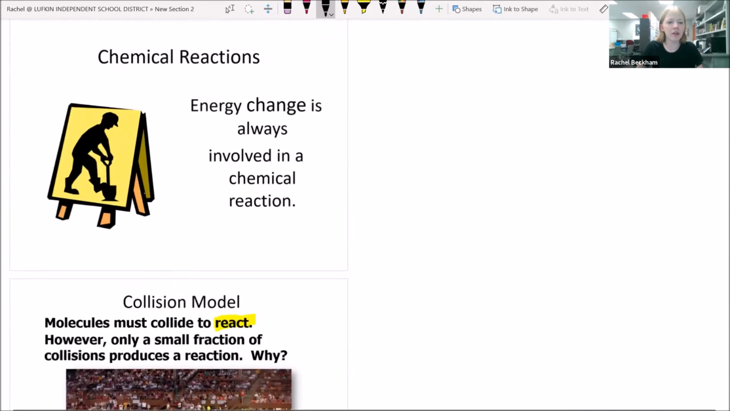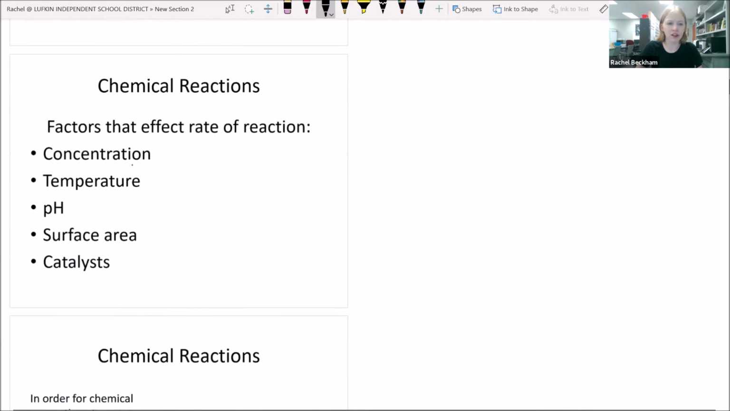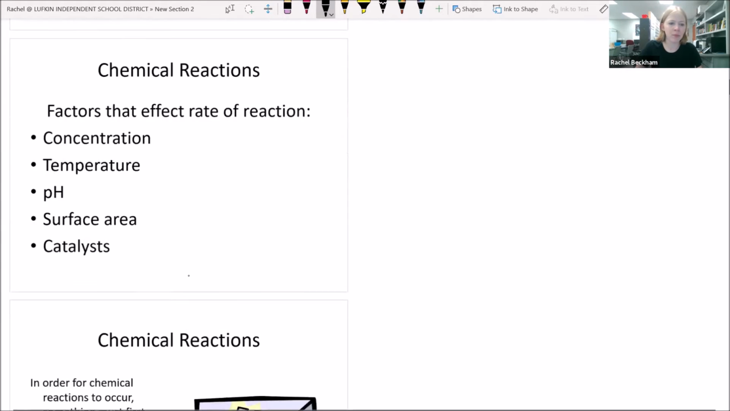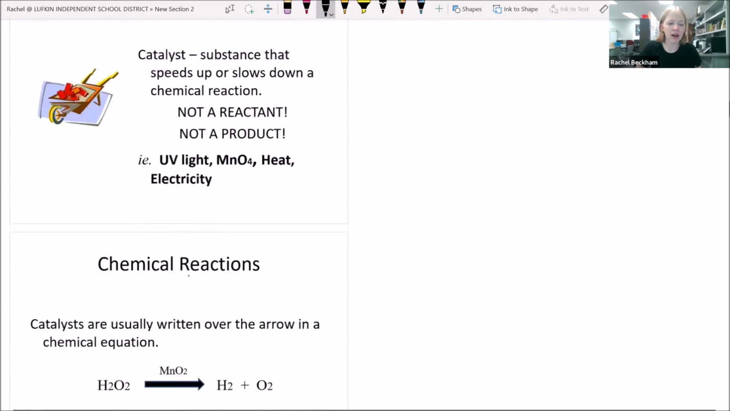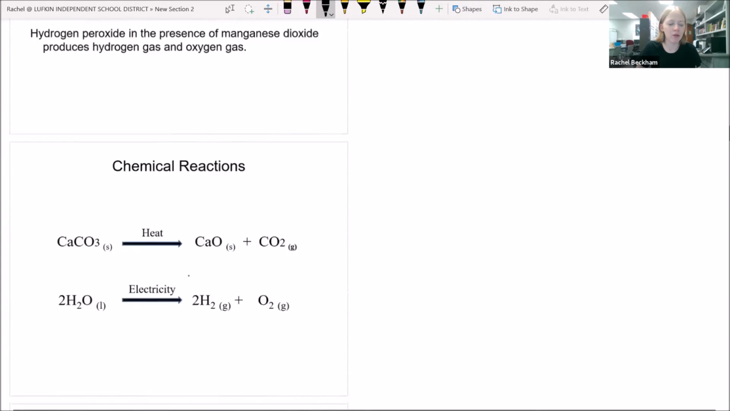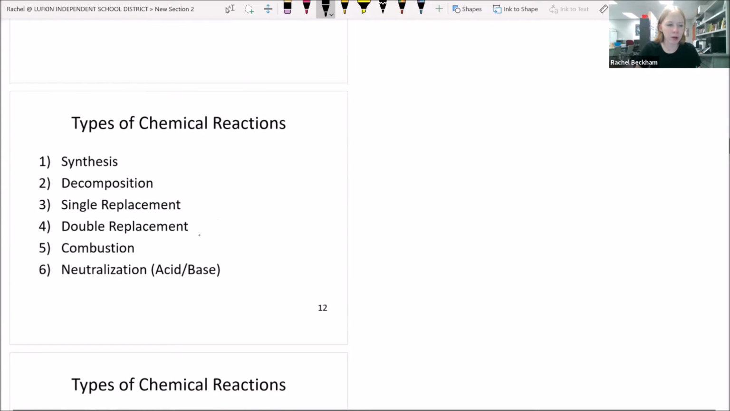You guys have some notes on this: a collision model, factors that affect how fast a reaction can occur, the rate of a reaction, activation energy, and catalysts. Read through that and email me if you have a question about it. I'm going to explain the types of chemical reactions as well.